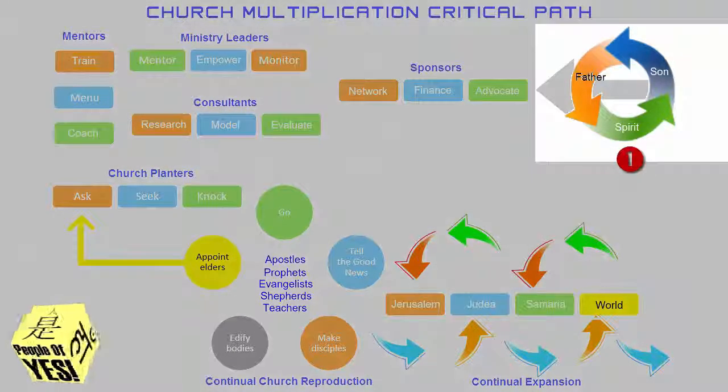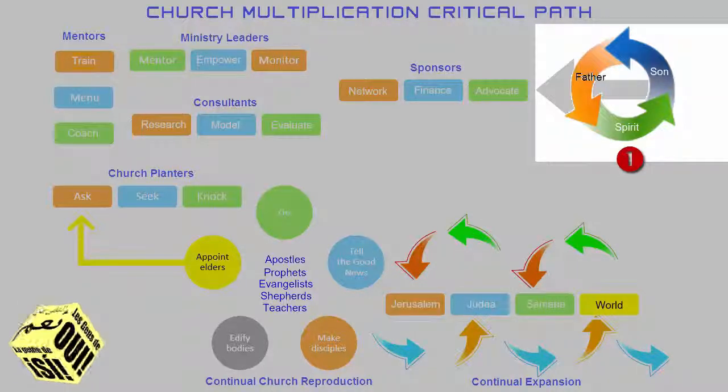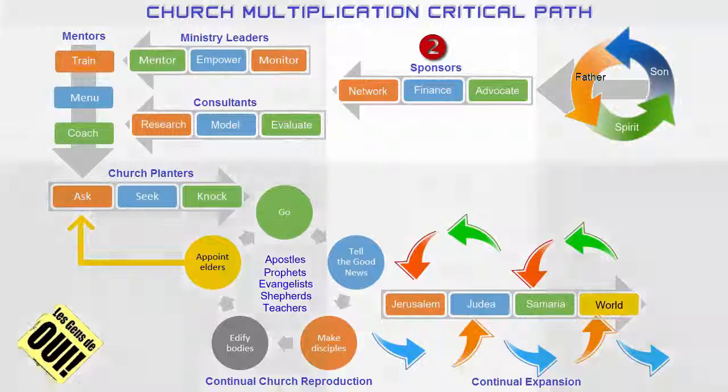Part 1. The will of God. The Father's love for the world, the Son's death in behalf of the lost, and gifts from the Holy Spirit, these convince believers that it is God's will that their churches should reproduce and multiply in every ethnic community, everywhere.